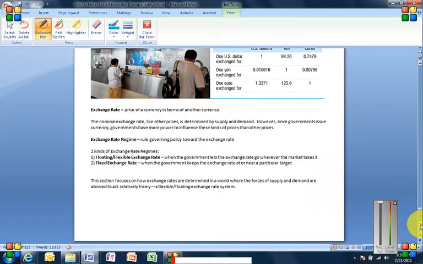In this section we're just going to focus on how exchange rates are determined in a world where the forces of supply and demand are allowed to act relatively freely. The flexible or floating exchange rate system.